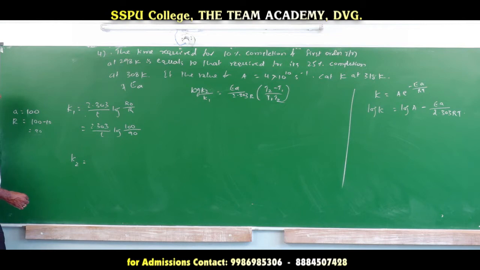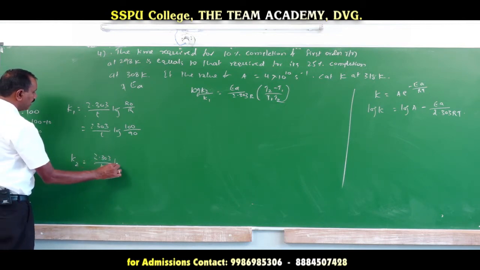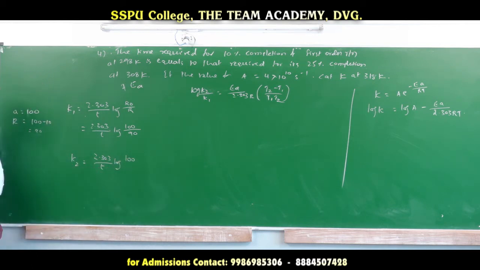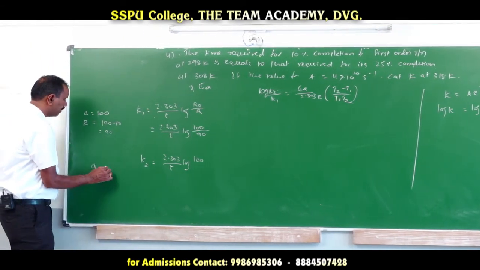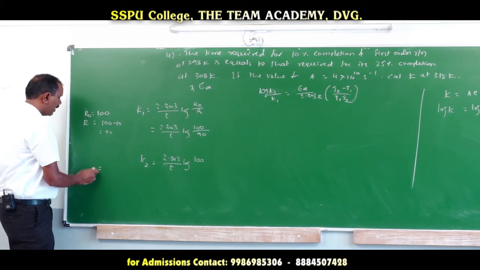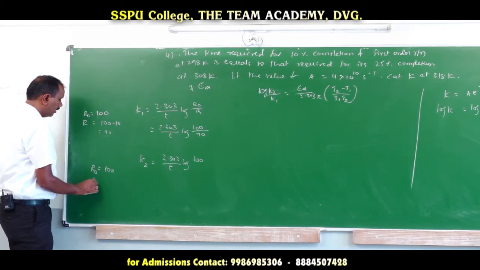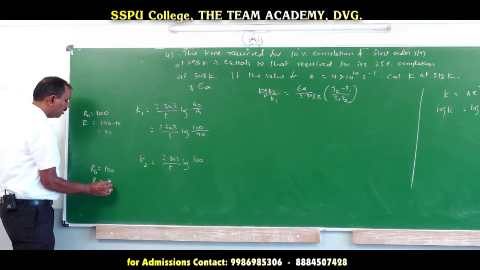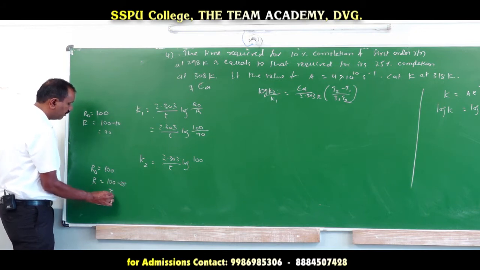Like that you have to calculate K2. K2 equals 2.303 by T into log of R0 by R, where R0 is 100. For 25% completion, if the initial value is 100 and 25% is reacted, then 100 minus 25, the amount left behind becomes 75.